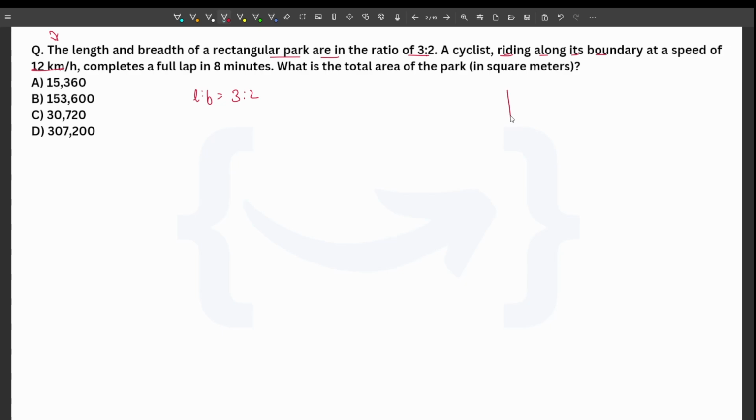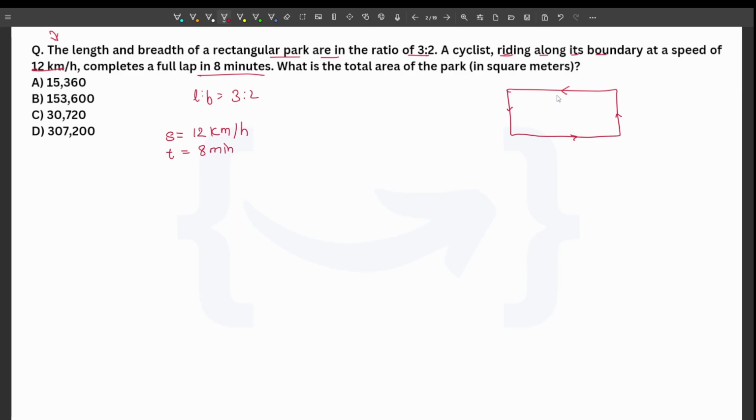Okay, so let me create a rectangle so that we can visualize this question properly. So a cyclist is riding on the boundary, where the cyclist's speed is also given to us, which is 12 km per hour, as well as he completes a full lap in 8 minutes. So time is also given, which is 8 minutes.